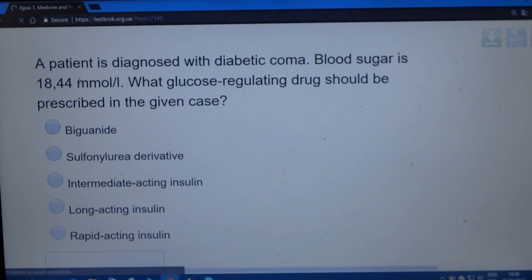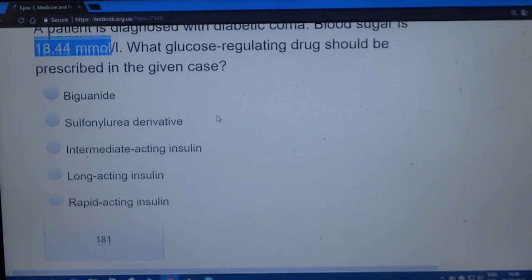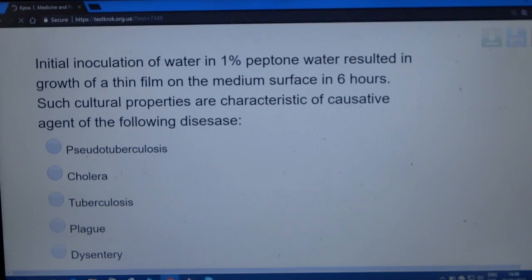Okay. A patient is diagnosed with diabetic coma. Blood sugar is 18.44 millimole per liter. Now the normal range is about 3.5 to 5.5. So having 18 is of course extremely high. So what glucose regulating drug should be prescribed? Of course, it should be rapid acting. Otherwise the person can just die easily. So rapid acting is your answer.